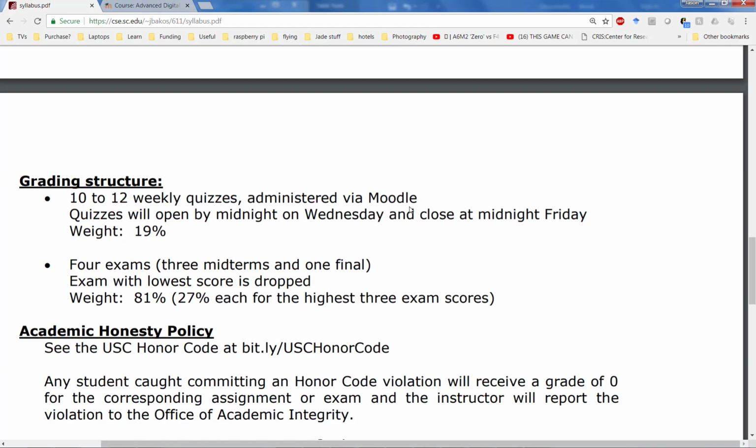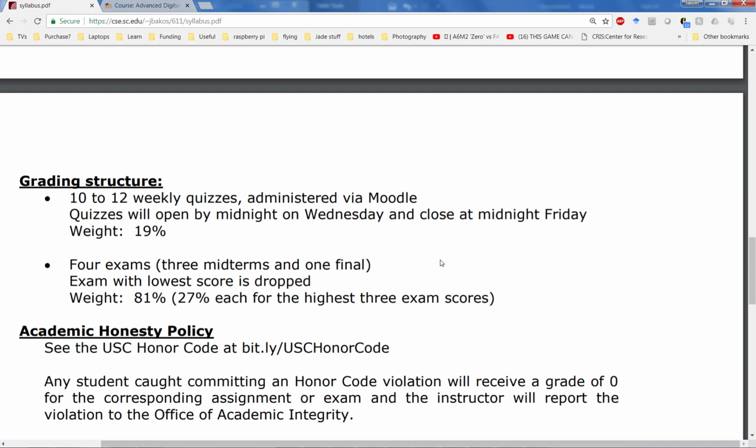The grading structure of this course will be comprised of 2 components. We will have 10 to 12 weekly quizzes that will be administered via the Moodle website, so you'll take them electronically, either in the labs or on your own computer. The quizzes during the weeks in which they're offered will open by midnight on Wednesday, and they will close at midnight Friday. So you'll have Wednesday, Thursday, and Friday to take the quiz. And the combined weight of all the quizzes is 19%.